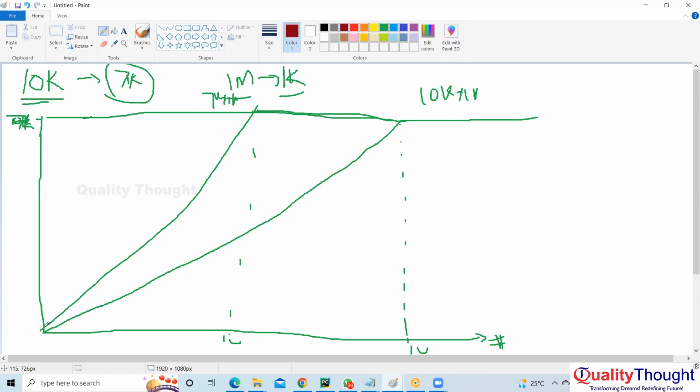The mathematical model that we are going to learn will be somewhere in between, right? This is called the CAP curve. The curve that you see is called the CAP curve. It is called the cumulative accuracy profile.